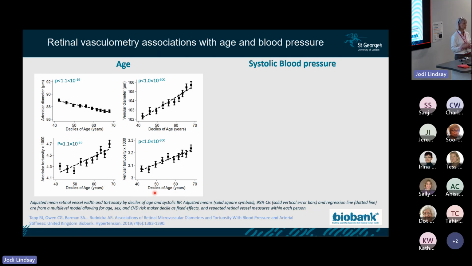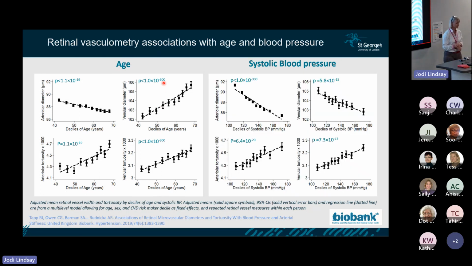And the power is tremendous in UK Biobank. So these are the p-values, which are just unprecedented, really. So these are really very definitive relationships. And again, with systolic blood pressure, this time both arteriolar and venular width reduce, very powerfully, especially on the arteriolar side. And again, venular and arteriolar tortuosity goes up.